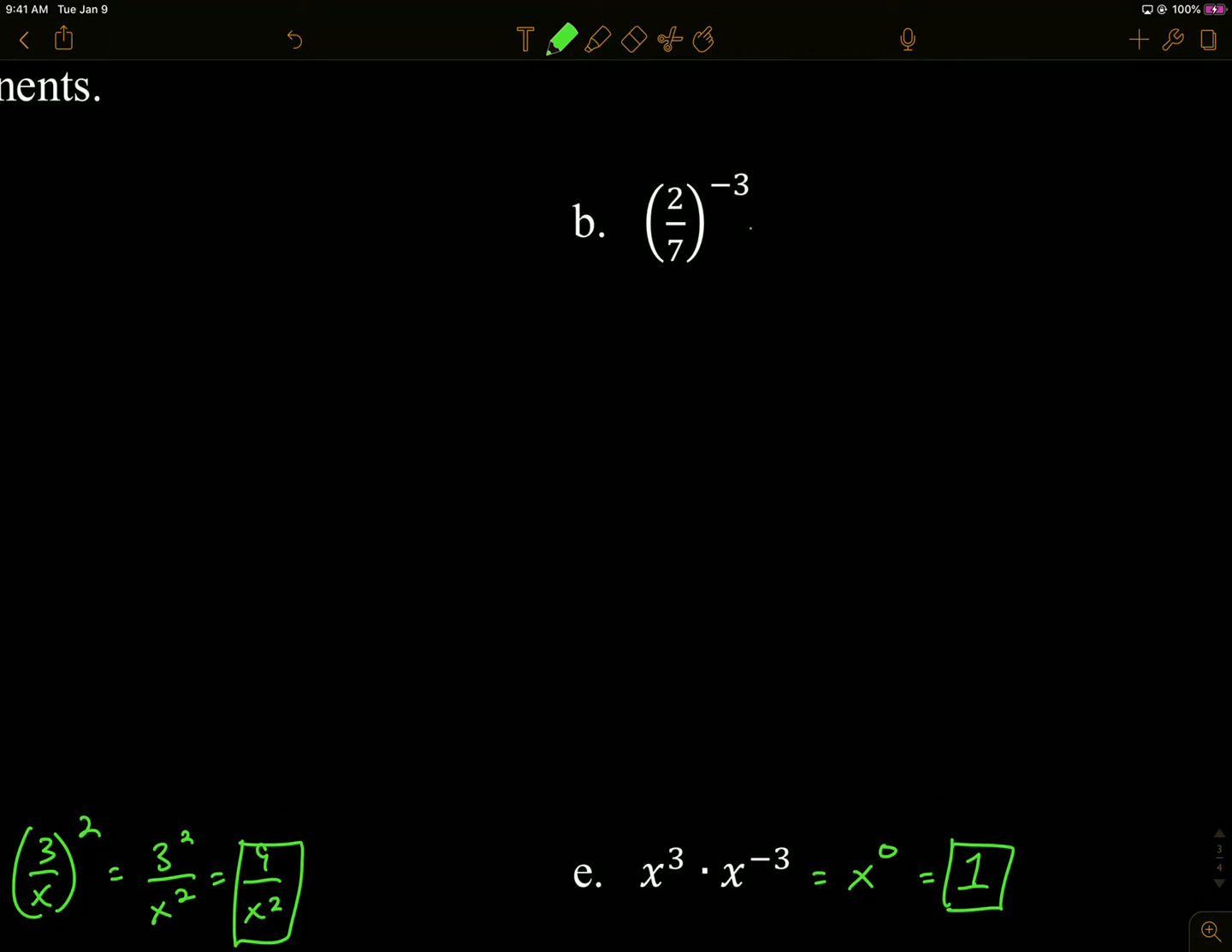Here I've got a fraction to a negative power. So I flip the fraction and make the power positive. Then I apply the power to all parts of the fraction. So 7 to the 3rd is what? 49 times 7. I don't know that one either. 343. 2 to the 3rd is 8.